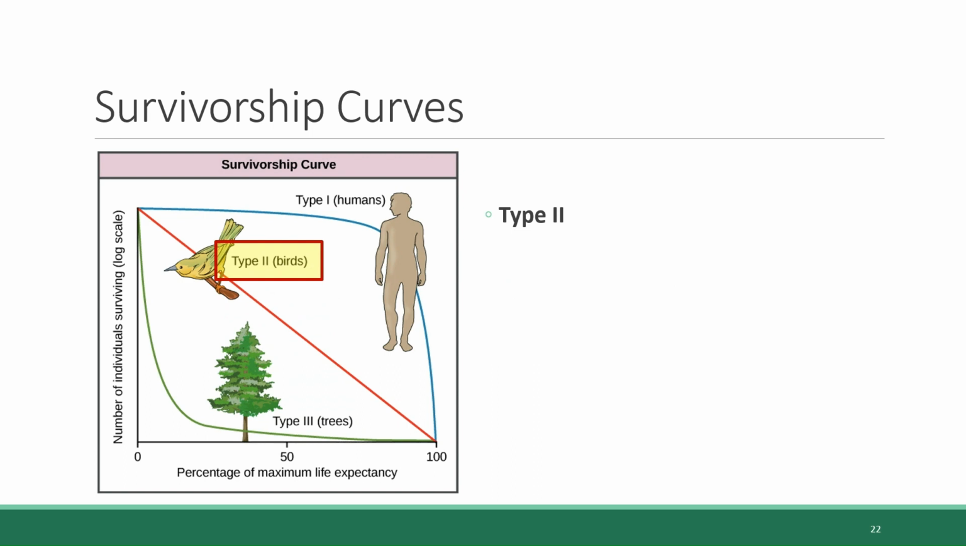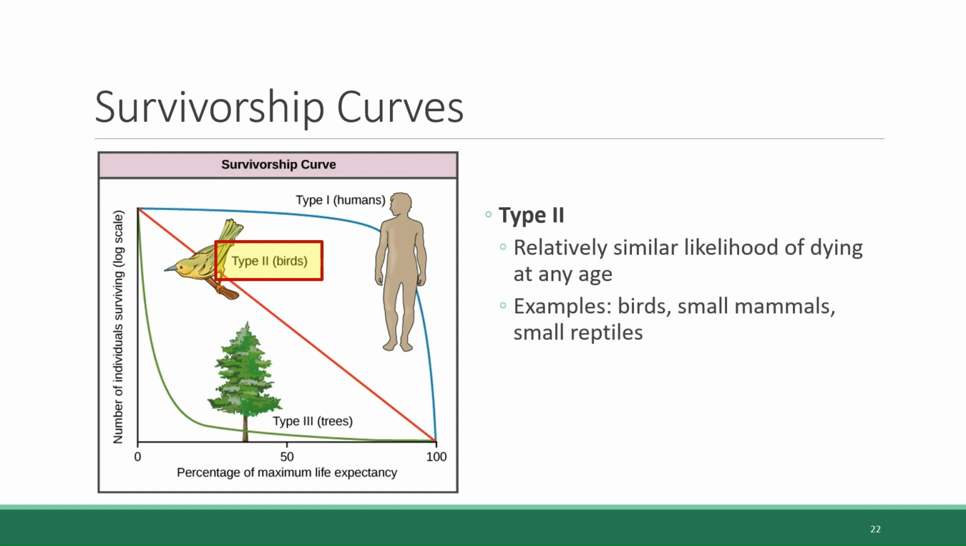Then finally, a type 2 survivorship curve is intermediate between type 1 and type 3. Type 2 species have a relatively similar likelihood of dying at any age. They are not particularly more likely to die in youth or in old age than they are at any other time in their life. Examples of organisms that tend to follow this curve are birds, small mammals, and small reptiles.